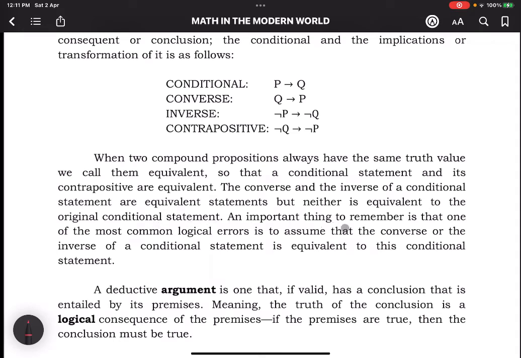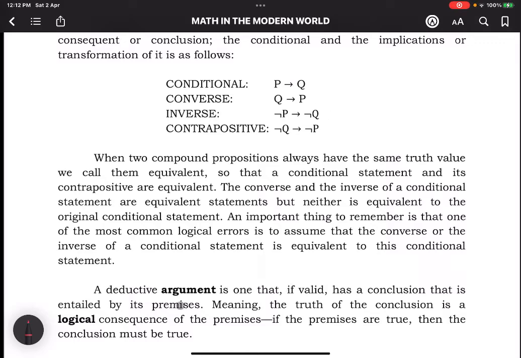An important thing to remember is that one of the most common logical errors is to assume that the converse or the inverse of a conditional statement is equivalent to this conditional statement. Okay? So, in order for us to deduce a valid argument, ang ating babantayan lang is dapat yung ating converse and inverse, wag nating i-assume na pareho siya sa conditional.